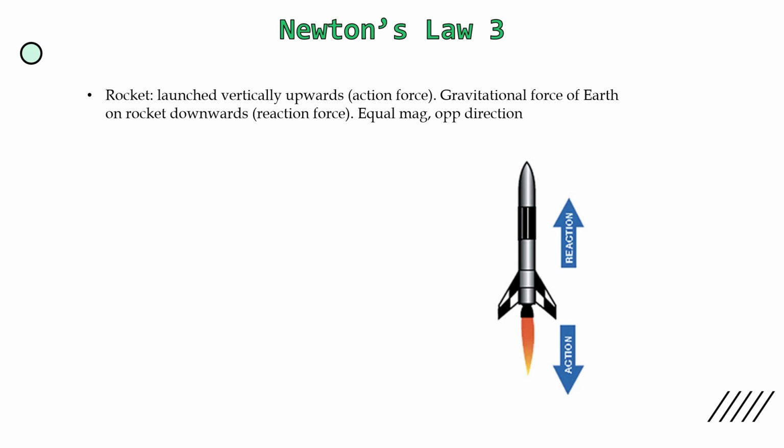This is another common example, being the rocket. If a rocket is launched vertically upwards, it's the action force. The gravitational force of the Earth on the rocket downwards is the reaction force. This happens in equal magnitude but opposite in direction. The gravitational force here just means the force of gravity.